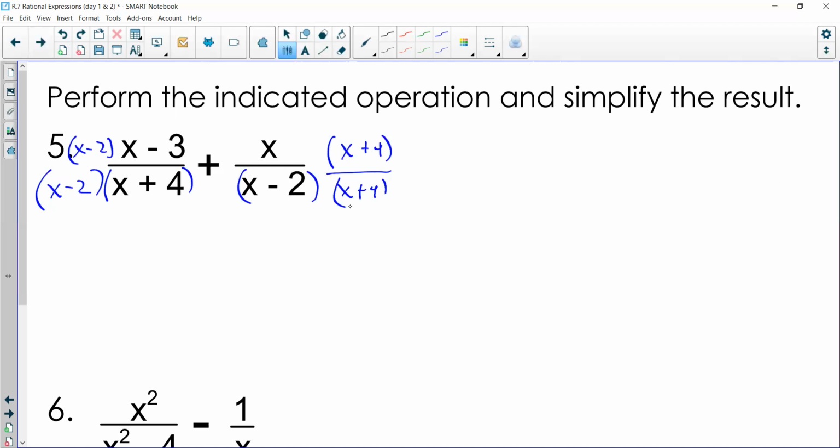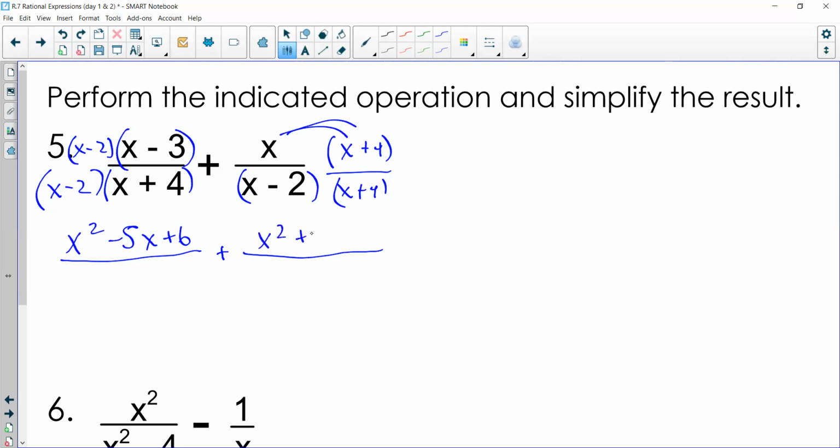Okay, so on the top left, if I have x minus 2 times x minus 3, that is going to multiply to be x squared. x times negative 3 is negative 3x, and then negative 2 times x is negative 2x, so that's minus 5x. And negative 2 times negative 3 is a positive 6. That's my top left part. And then on my top right part, so I'm going to say plus, the top right part is x times x plus 4. Well, I can distribute that in and get x squared plus 4x.